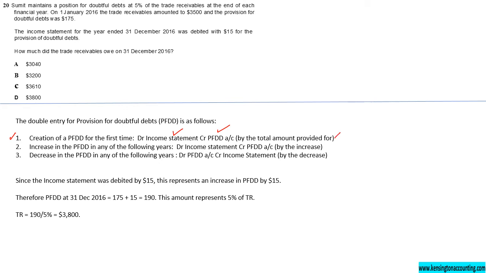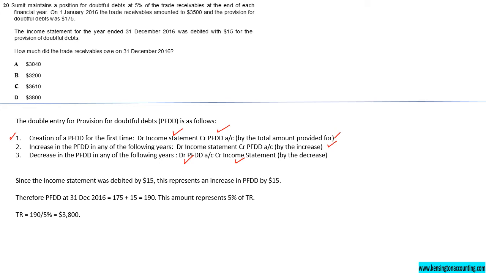In the second year, if there's an increase, then the entry should be a debit income statement and credit provision for doubtful debts, because an increase in provision means a possible increase in the loss. That's why it is debited to the income statement. Otherwise, if the provision for doubtful debts has a decrease, it means a decrease in loss. A decrease in loss is equivalent to a gain. That's why it is credited to income statement and debited to the provision for doubtful debts.